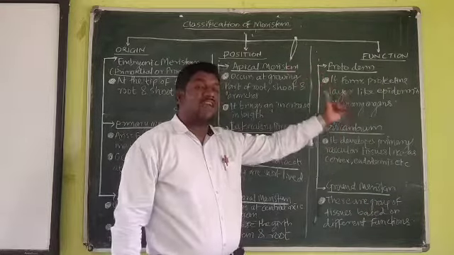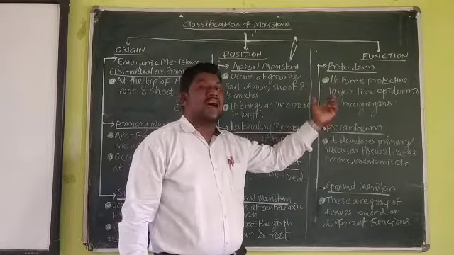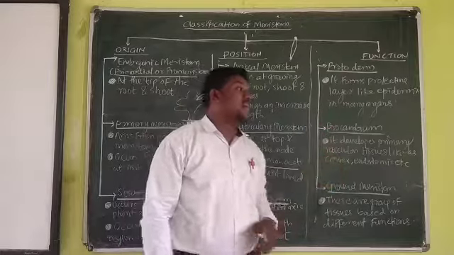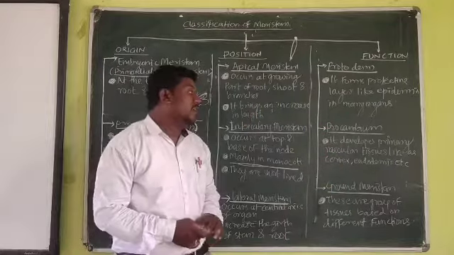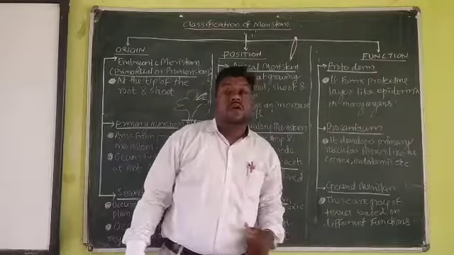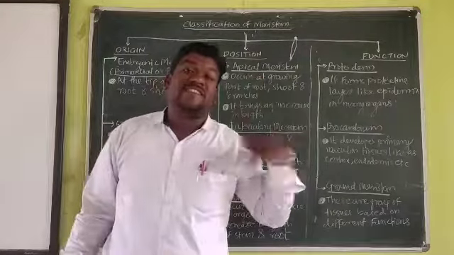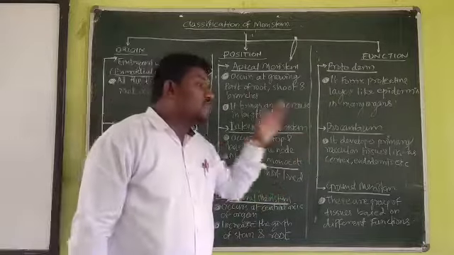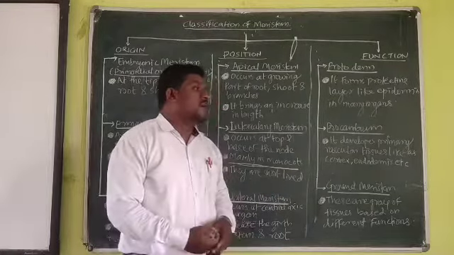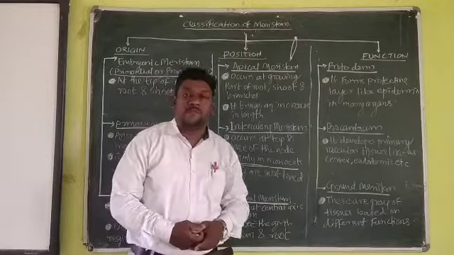What is the work of protoderm? It creates the protective layer. What is procambium? It develops the primary vascular tissue. And ground meristem, the remaining functions are done with the help of ground meristem.